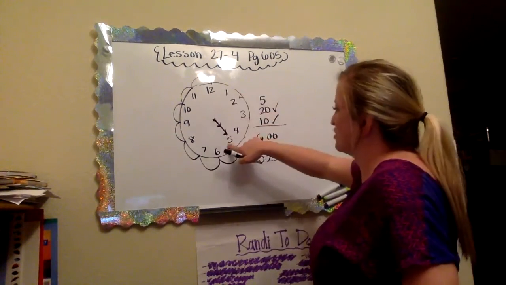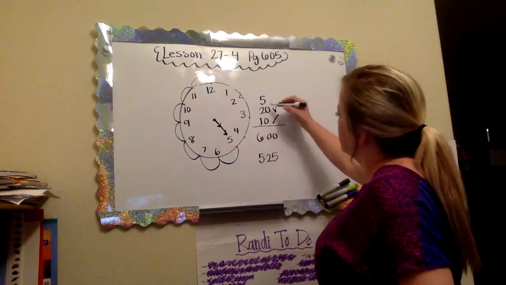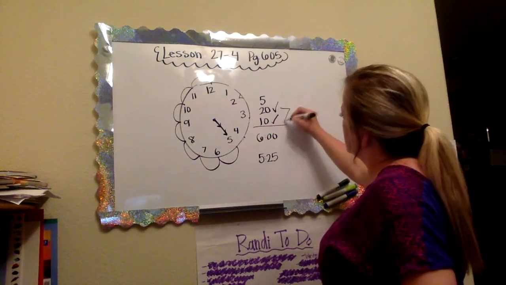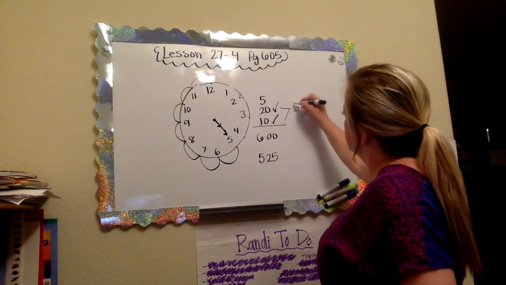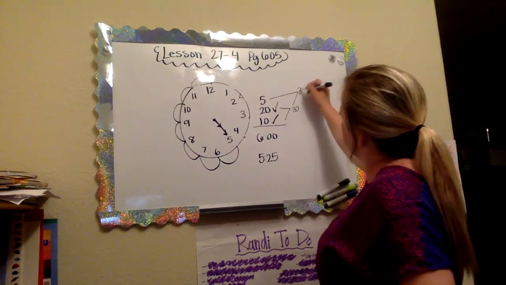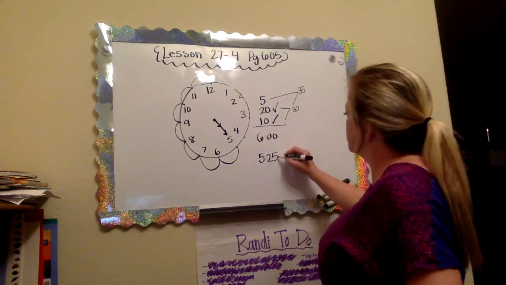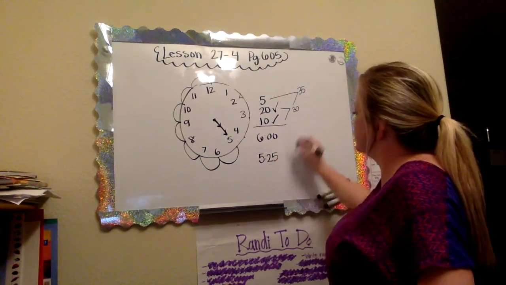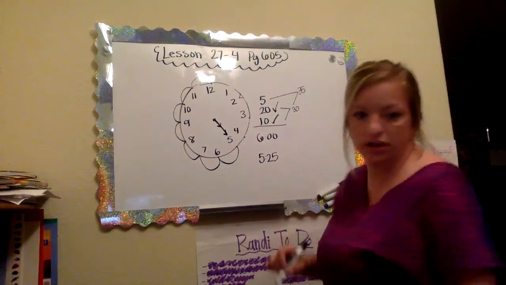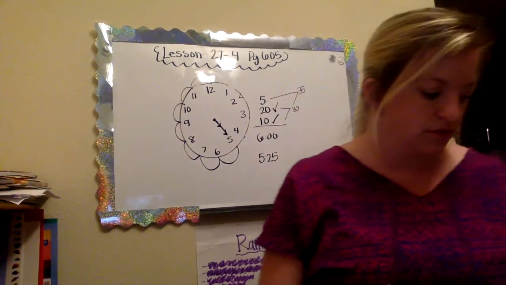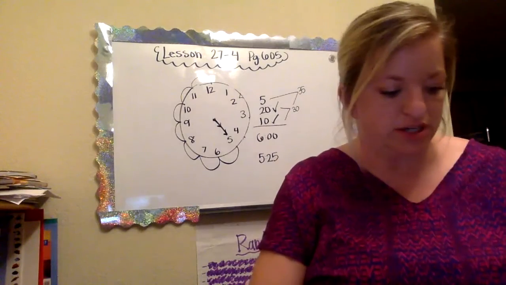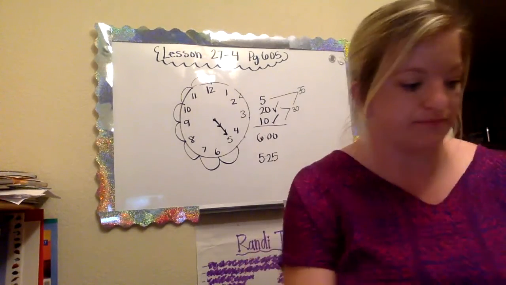So those are whole numbers. And then if you add up your elapsed time, 20 plus 10 is 30. 30 plus 5 is 35. And then if you subtract 35 from 60, you'll get 25 minutes. So again, just another way to do the same thing.